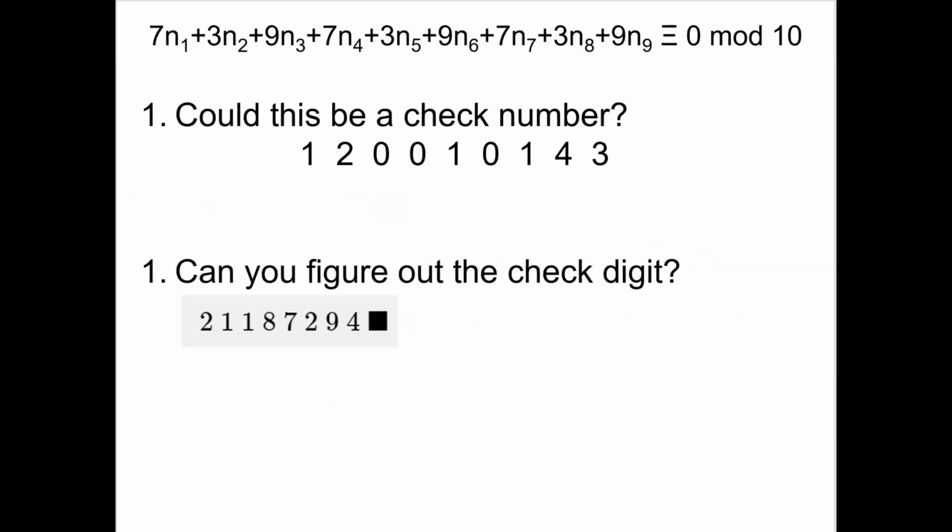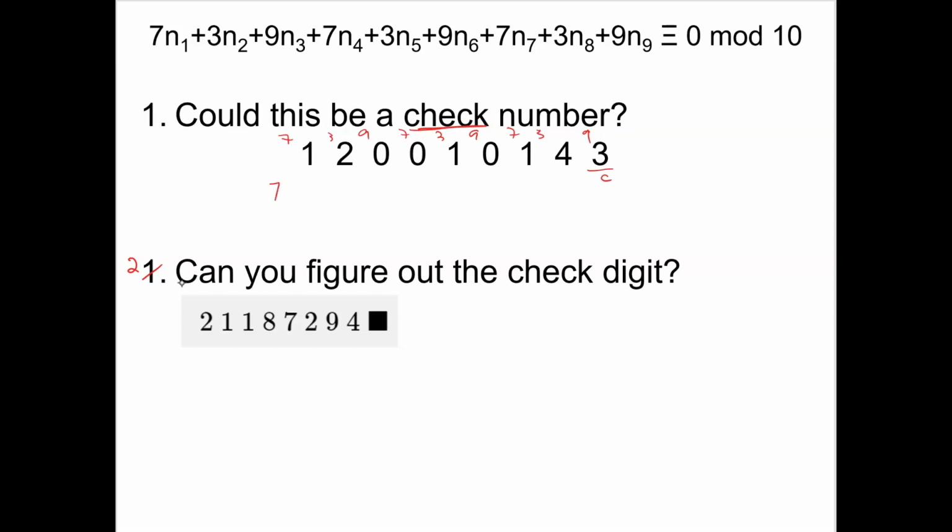So you may want to pause this and try this first on your own, or you can watch me do it and then try it on your own later. They should not both say 1. Could this be a check number? So if we're talking about check numbers, it's going to be 7, 3, 9, 7, 3, 9, 7, 3, 9 check digit.